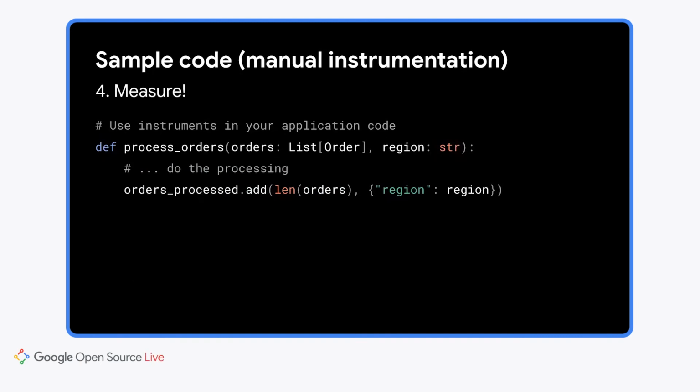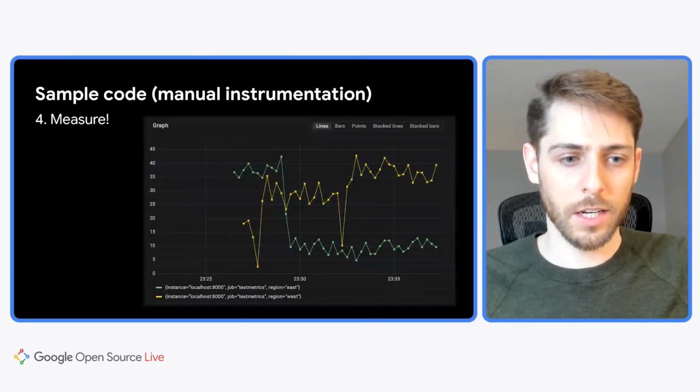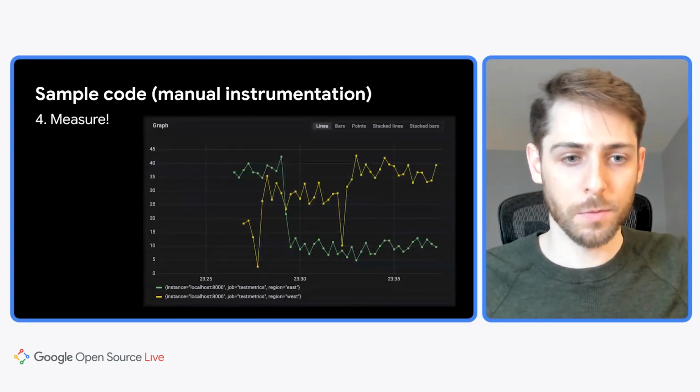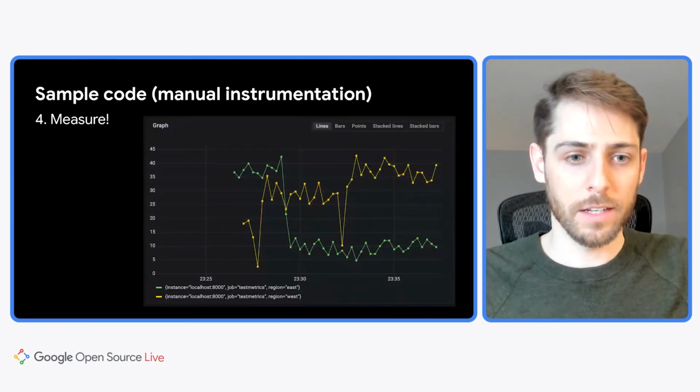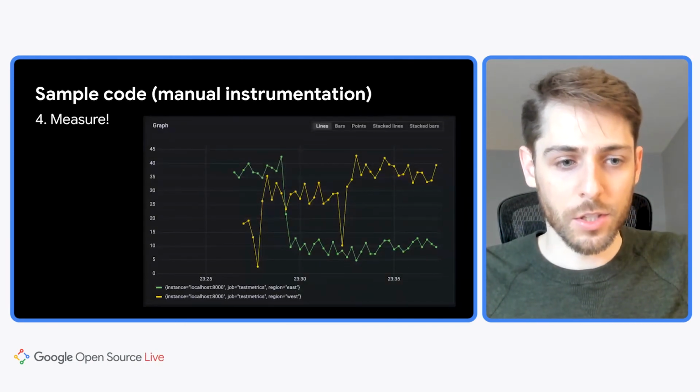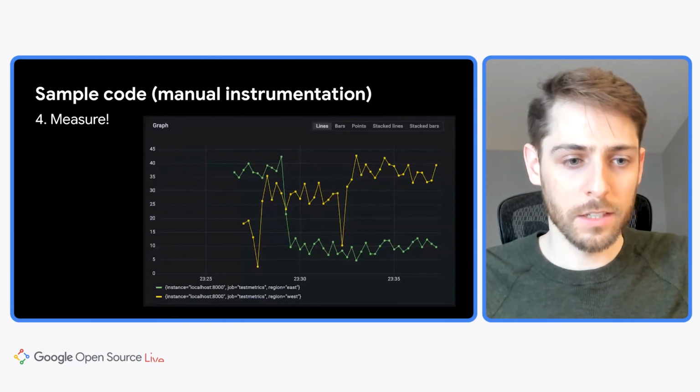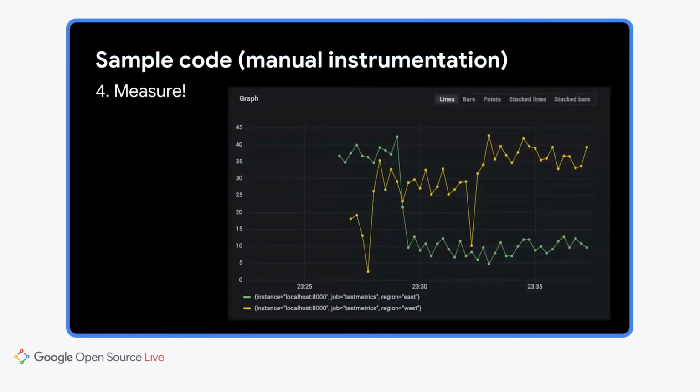So this example is we have a function to batch process orders for a given region. What we're going to do is process the orders and then add the size of the batch to our counter. And we're going to specify the region as an attribute, which makes a separate dimension in our graph. So here's how that looks in Grafana, which I created with Prometheus exporter and Grafana. Each line is a separate dimension. So green is east, yellow is west. We can see how the two interact and we can see how they change over time.